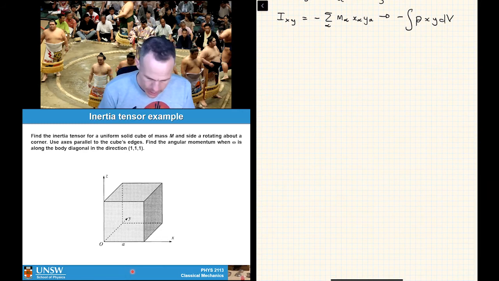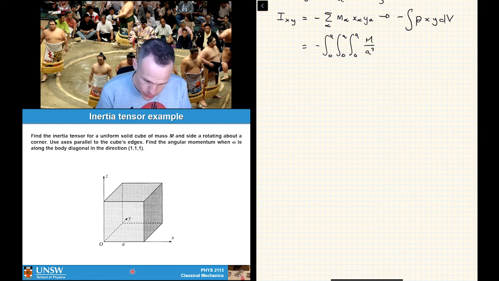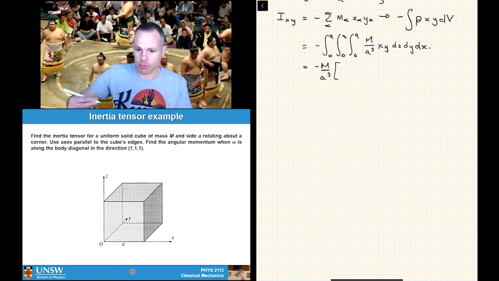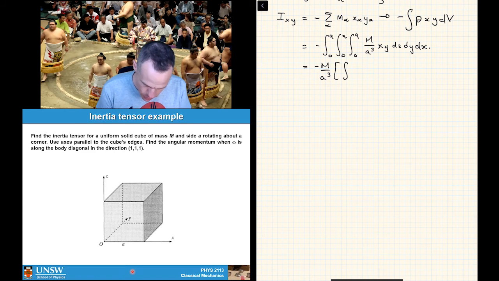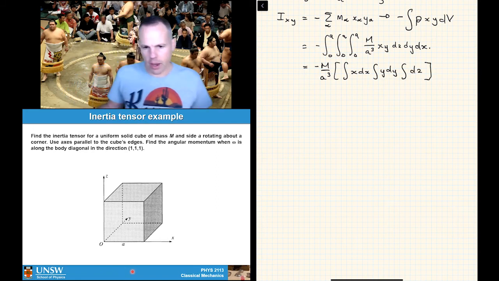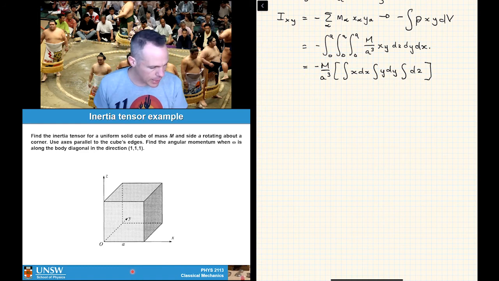So I can work this thing out, and it actually turns out to be a little easier now. It's minus the integral from 0 to a, integral 0 to a, integral 0 to a, of m over a cubed, x y dz dy dx. And then in here, what I'm going to do is minus m on a cubed. And of course, I can do the same spread out that I just did. So this is now going to be the integral of x dx, integral of y dy, integral dz, like so. I can leave the limits off now because I've already written them once. I don't have to keep writing them again and again.